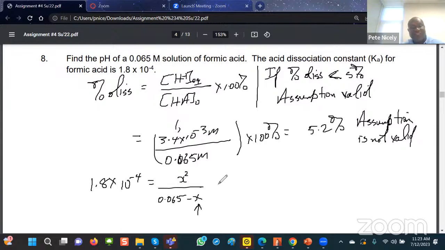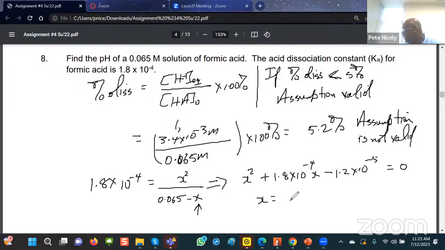Now, I'm not going to go through all the steps. I'm just going to show you the result in terms of the quadratic equation that you're going to end up with. If you rearrange this, what you're going to get is x squared plus 1.8 times 10 to the minus 4 x minus 1.2 times 10 to the minus 5, and that will be equal to 0. So this is the quadratic equation that you need to solve, and if you solve it, you're going to get two possible values of x.